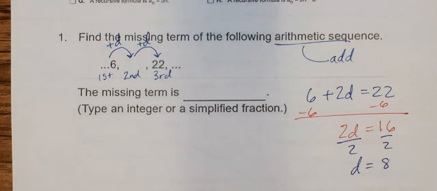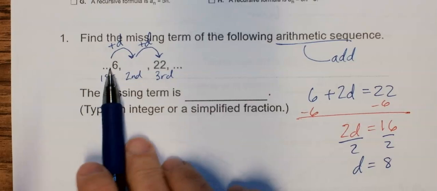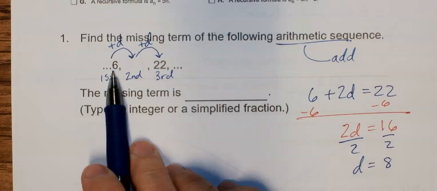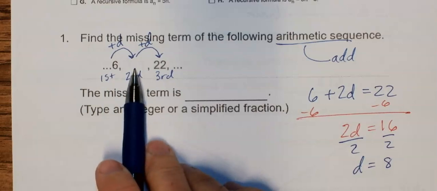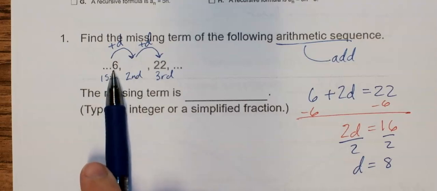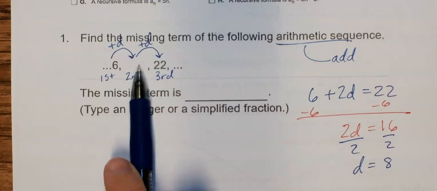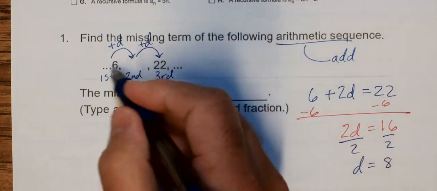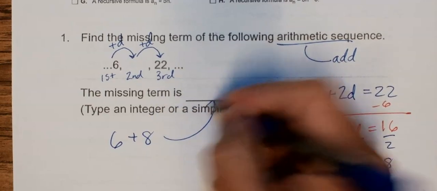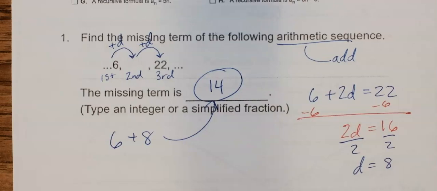Okay, Rupert, what am I going to do with that 8 to find the one that I'm missing? What do I do with the 8 to find the one that I'm missing? Okay, she's passing. Ninu Marua, what do you think? Add the 8, right? So I start with 6, I add the common difference, and I get my missing term of 14. So just use the common difference to find the one we're missing.